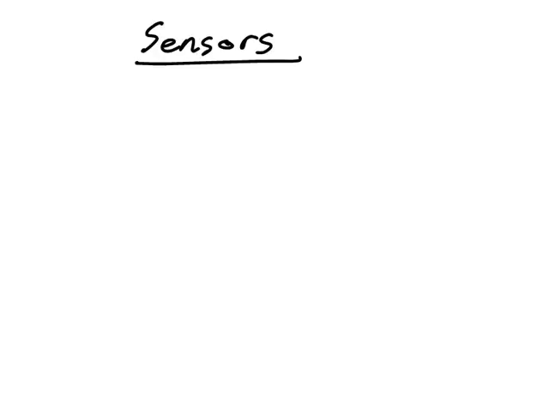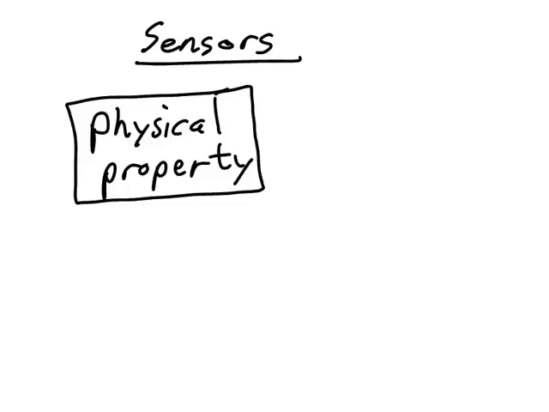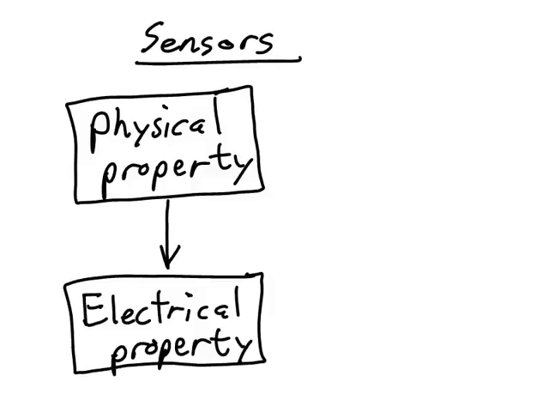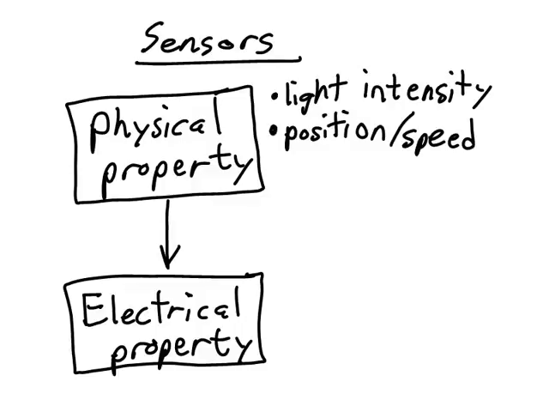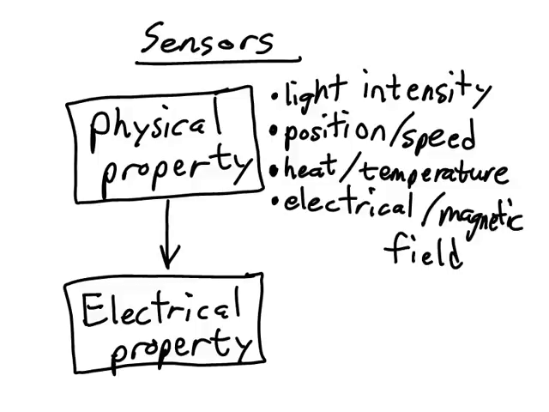This segment of the class is primarily all about sensors. A sensor is any kind of device that converts a physical property into an electrical property. Physical properties might be things like light intensity, or the position or speed of a motor shaft, an amount of heat or temperature, or even the presence or strength of an electrical field. This isn't a comprehensive list. There are many other physical properties that we can sense using sensors.